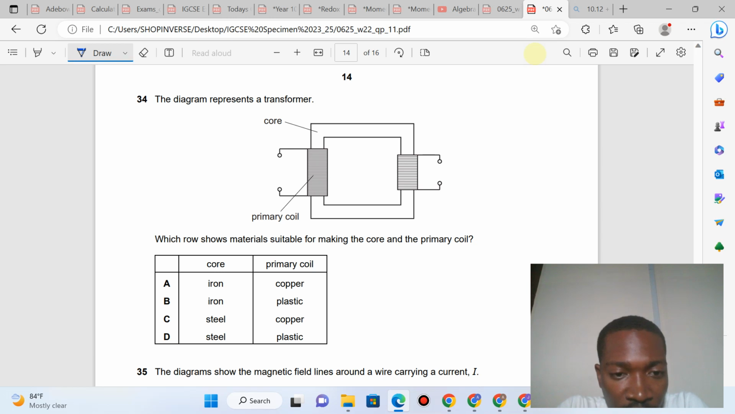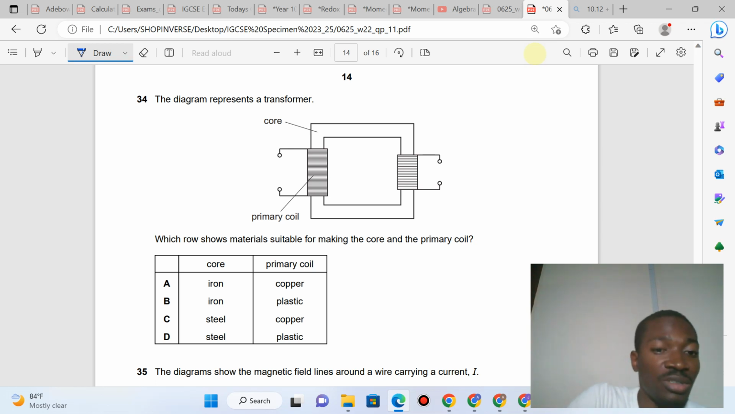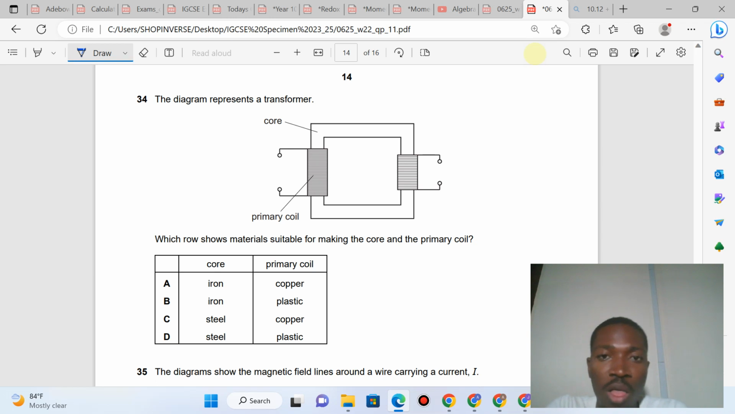Let's see. Option A, iron, then copper. Oh, we have steel. Yeah, number 34. Option C is steel. So should we use steel? No. Why? Steel contains carbon. We don't want that. What we want is soft iron core, pure iron.